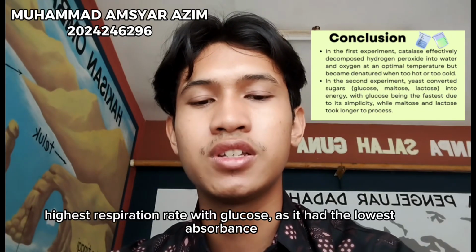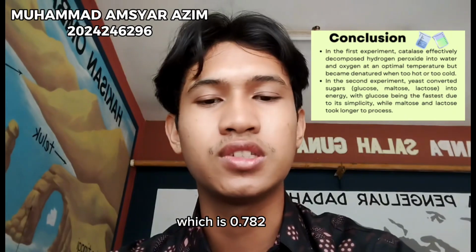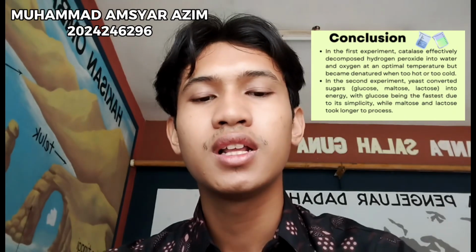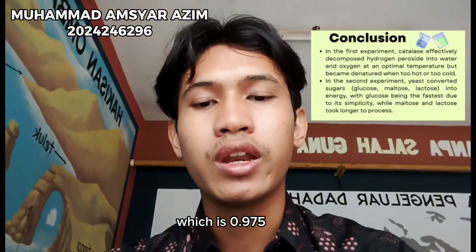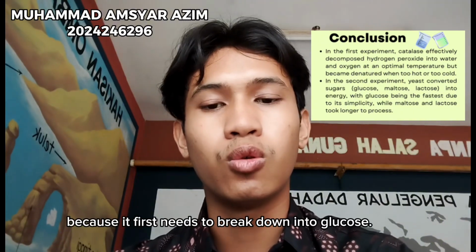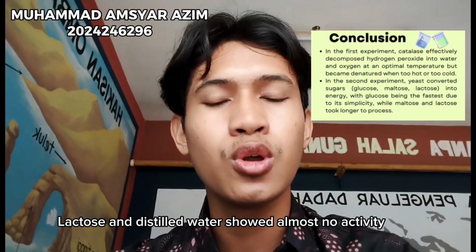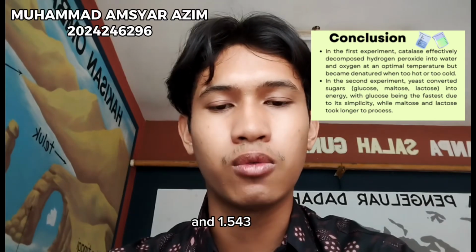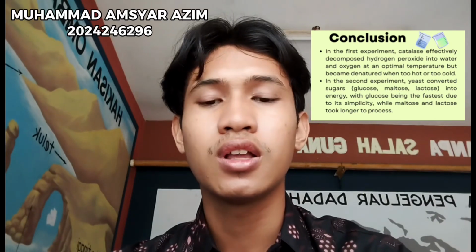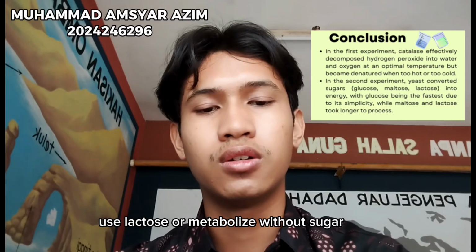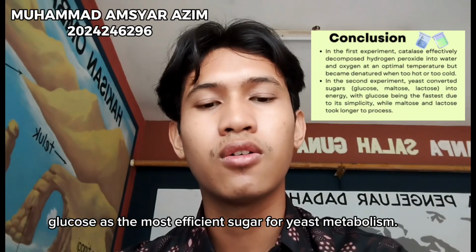Glucose shows the highest respiration with the lowest absorbance, which is 0.782. Maltose has lower activity, which is 0.975 because it first breaks into glucose. Lactose and water show almost no activity, which is 1.535 and 1.43, since yeast cannot use lactose or metabolize it without sugar. Glucose is the most efficient sugar for yeast.